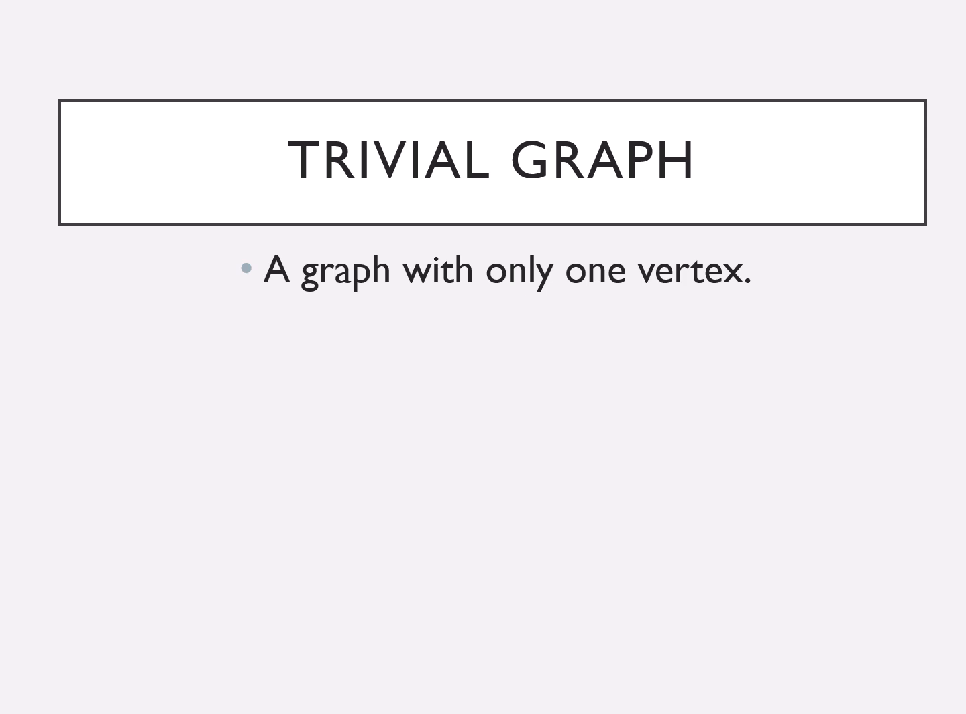Next concept is trivial graph. A graph with only one vertex is called a trivial graph. This is a trivial graph because it has only one vertex A.